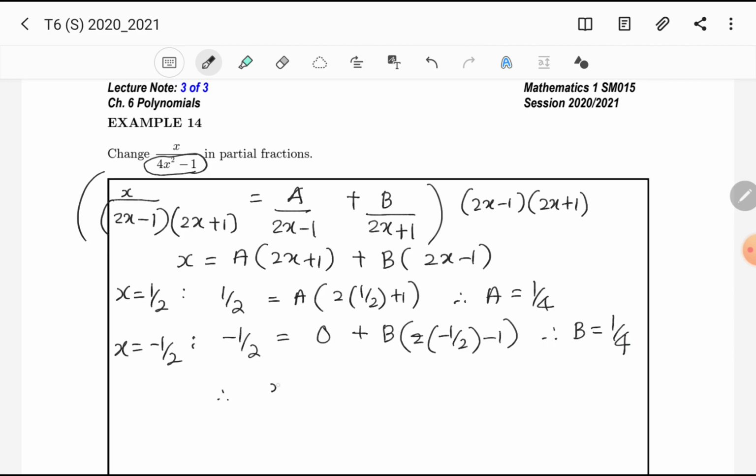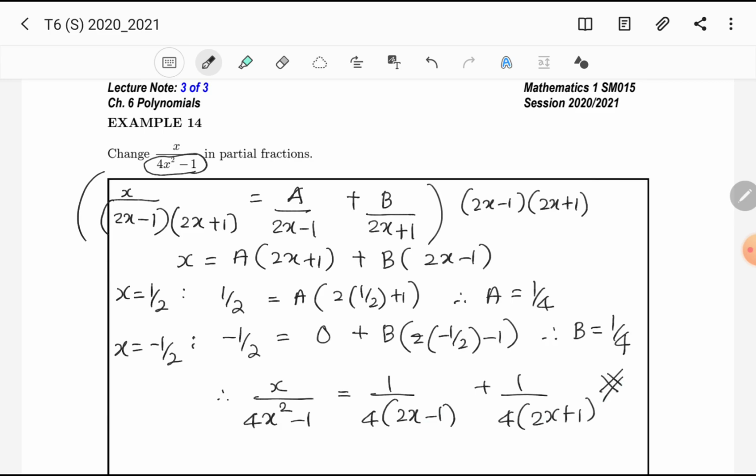So, final answer is x over 4x squared minus 1 equals to 1 over 4 times 2x minus 1 plus 1 over 4 times 2x plus 1. Okay, very simple.